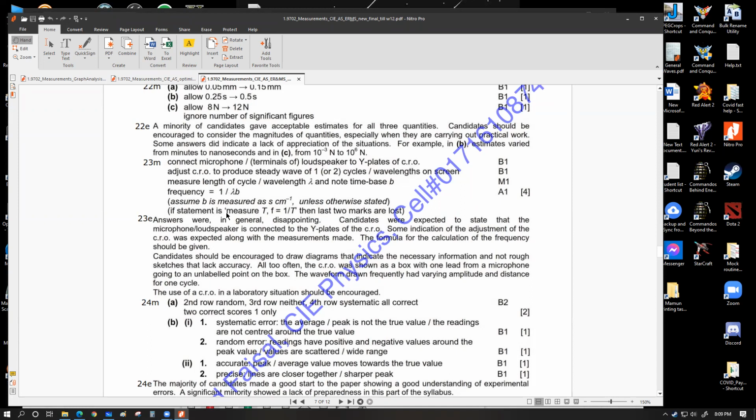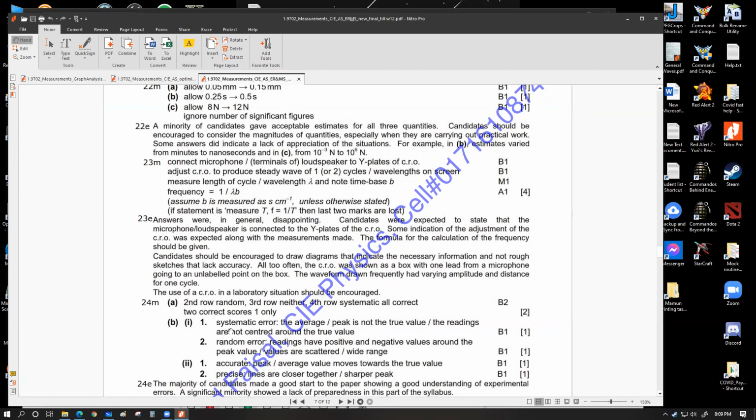But if some student only writes without mentioning this formula, that you have to multiply the time base and the length, if some student exclusively writes that we measure the time period and then frequency equals 1 by time period, then they're not going to get the calculation mark, because the CRO does not hand you the time period by any display or any direct method. You have to take 2 observations, multiply them, and only then can you get the time period. So writing this statement exclusively will score you 0.